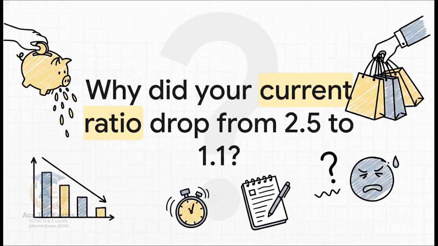Here is your interactive challenge for that A-star response. I want you to pause the explainer right now, grab a pen, and suggest and explain the specific business causes for a current ratio dropping this dramatically, from 2.5 to 1 all the way down to 1.1 to 1. What does this actually mean for the business's liquidity? Seriously, go ahead and pause right now.